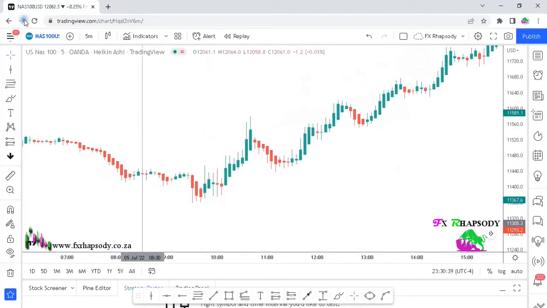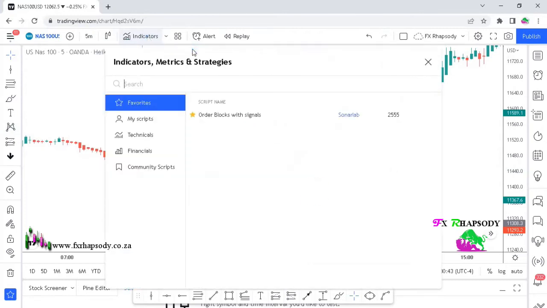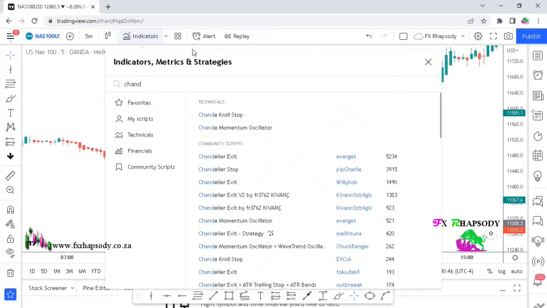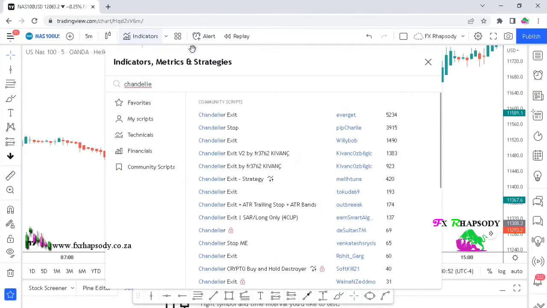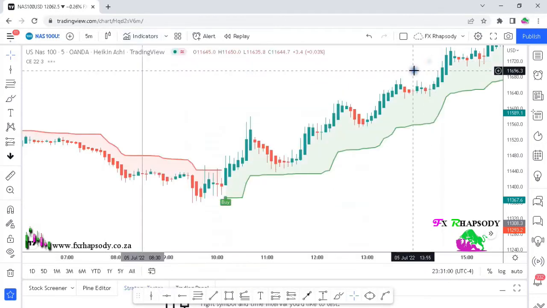So the first indicator that we're going to add will be the following. What you're going to do is type in Chandelier, and we're going to be looking at this one over here, the Chandelier Exit by Everget. All you're going to do is click on that. We have used this one before.